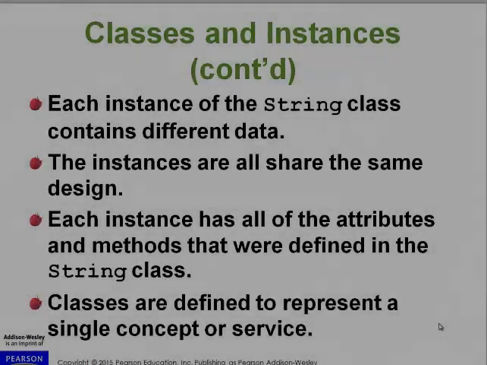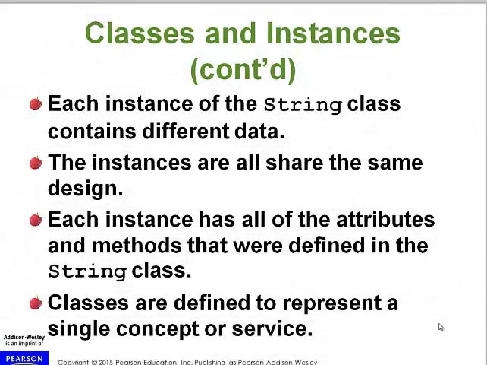This is Chapter 3, Part 2, as I continue to talk to you more about classes and instances. Picking up from Chapter 2, string classes, you can have all sorts of different string classes that take place with all different data types. But one of the things I want to talk to you about is that the instances are all shared by the same design. Each instance has its own attributes and methods, where it's defined as the string class. So classes are represented by a single concept of service.